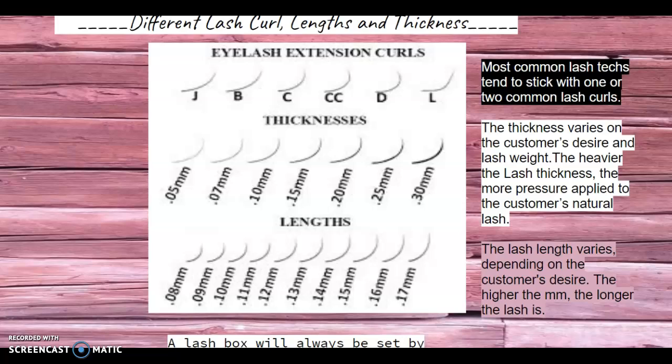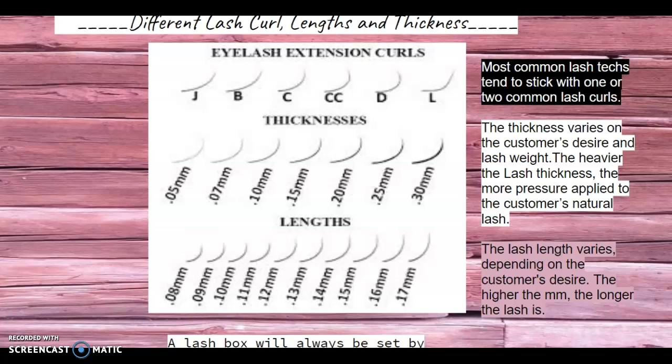So the lash length varies depending on the customer's desire. The higher the millimeter, the longer the lash is. Also, the wider the millimeter, the wider the lash is. And if that confuses you, just look at the picture. Look at the thickness. You can see it's going from 0.05 to 0.30 millimeter. You see the width of the lash extension changes. Whereas in length, the 0.08 versus the 0.17, the width in millimeter is the same, but the millimeter in the length is different.